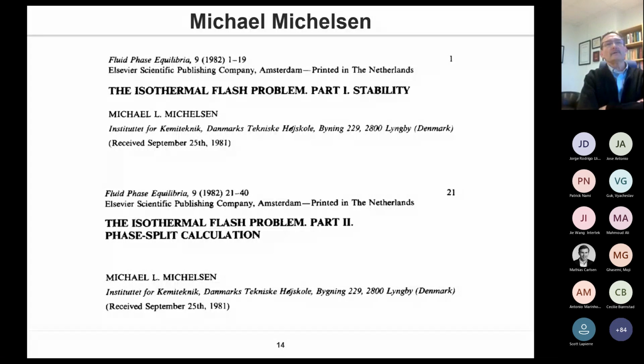Now, I wanted to mention the first two papers that I was reading and studying and making use of, as most of the people in the petroleum industry. It was the isothermal flash problem. The first part of this two-part paper was on the stability analysis, and the second part was on the flash calculation, the phase split calculation itself. And he tied these two methods and solutions tightly together in pretty much all the work he did, where he generally did a stability analysis, a stability calculation prior to solving the flash calculation, using the results from the stability test.